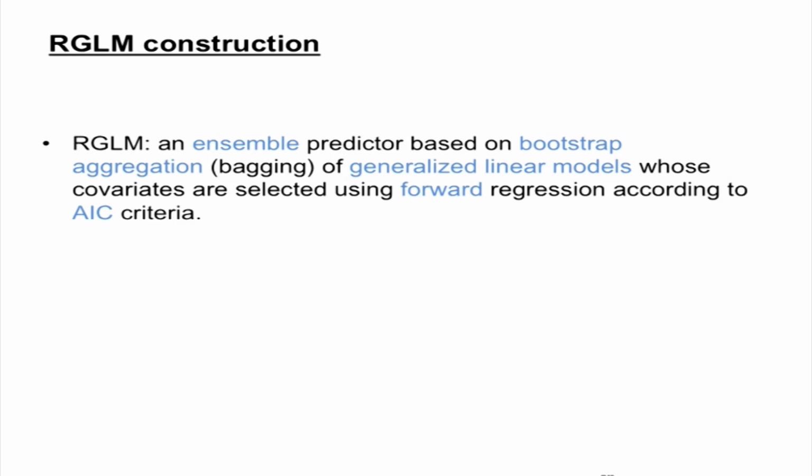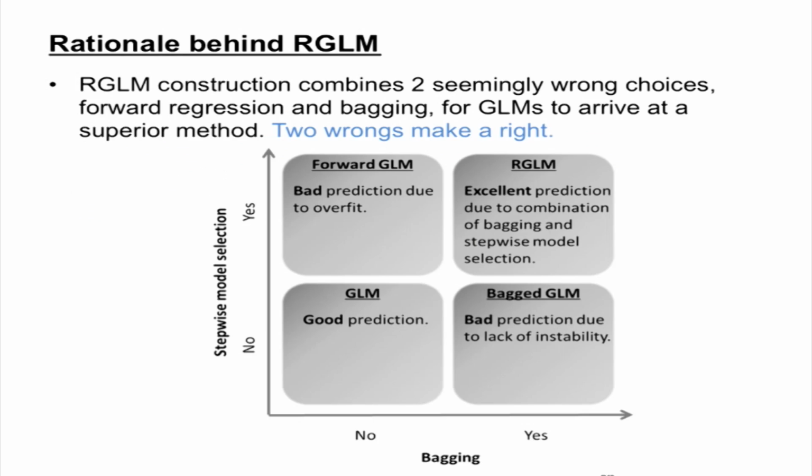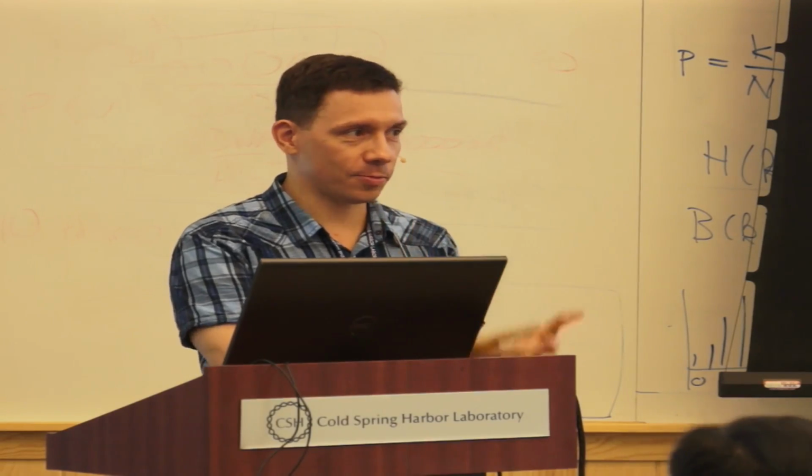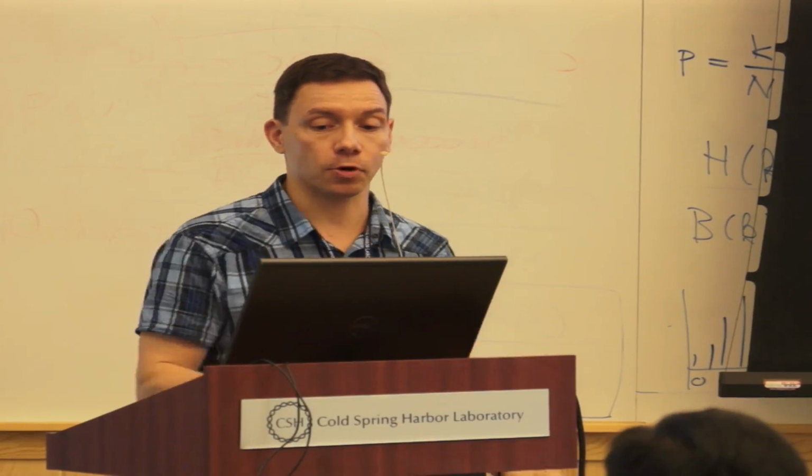As I mentioned, RGLM is an ensemble predictor based on bootstrap aggregation of individual generalized linear models. And the covariates of each model are selected using forward regression according to this AIC criterion. And the RGLM, or the random GLM, combines 2 seemingly wrong choices for changing a GLM. So the first thing is, let's say you have GLM logistic regression. Just to be clear, logistic regression is a phenomenal predictor. We love it, everyone uses it, it's well known to be a very good model.